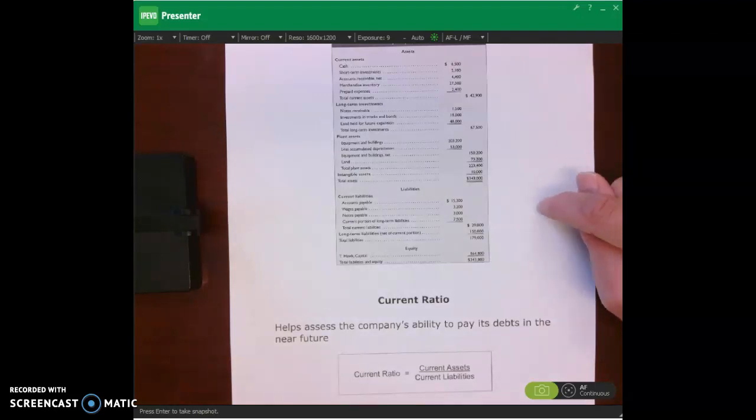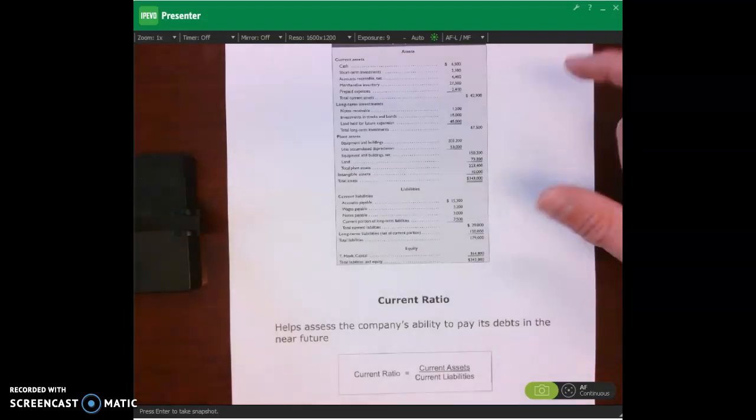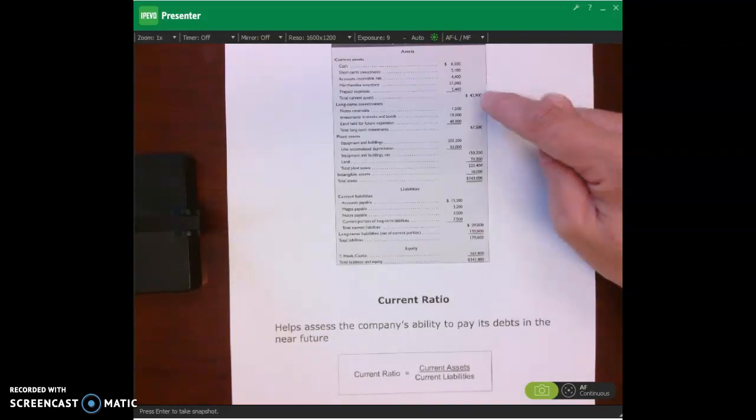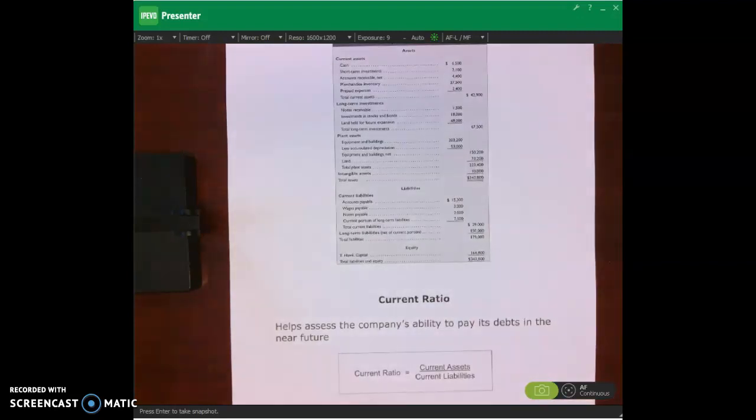and each liability as current or non-current. So you've made it harder for me. But if you have given me the classified balance sheet with it already broken out, now all I have to do is take the 42,900 divided by the 29,000, and that is my current ratio.